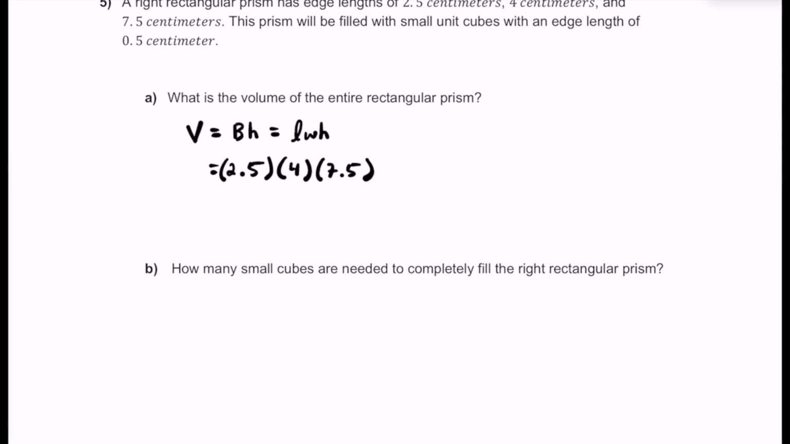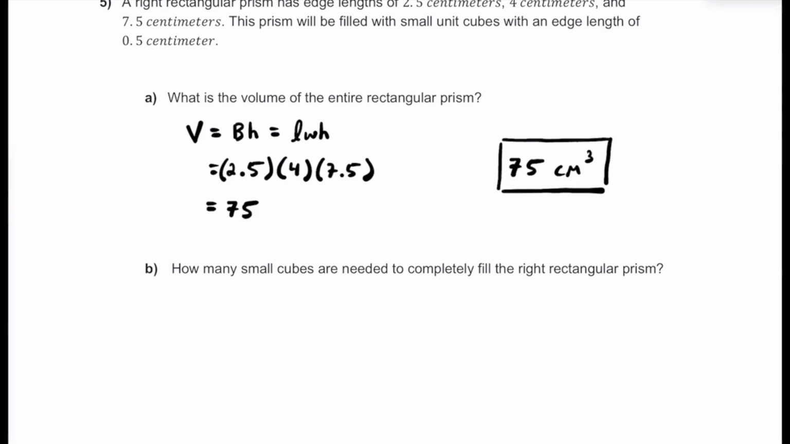So what's nice here is that 2.5 times 4 ends up just being 10. I know 25 times 4 is 100. So we have that one decimal, so just move it over, and that's just going to be 10. 10 times 7.5 is actually quite nice. We can just slide that decimal over. That's going to be 75. So the volume of this prism would be 75 cubic centimeters. That's going to be the entire volume of this prism.